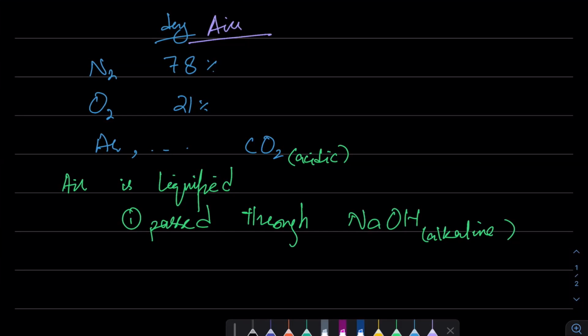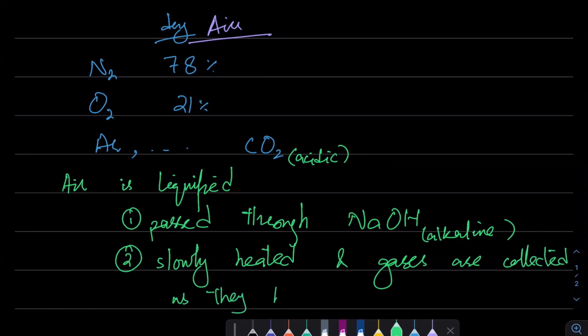हम उसको liquefy किया, उसके बाद we slowly cool it. Okay, so slowly heat it, and gases are collected as they boil. So for example, the first one to boil is usually the one with the least strong forces of attraction. So वो सबसे पहले boil करती है, उसके बाद अगली, and that is how we get all of them out.